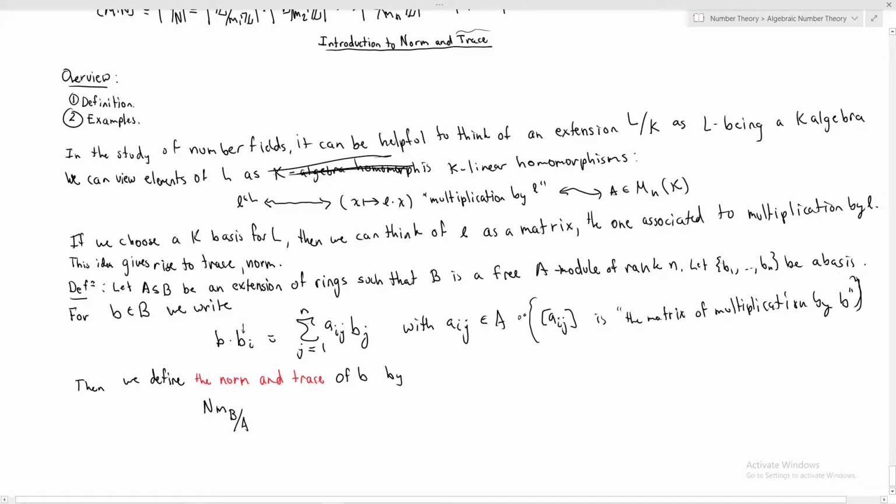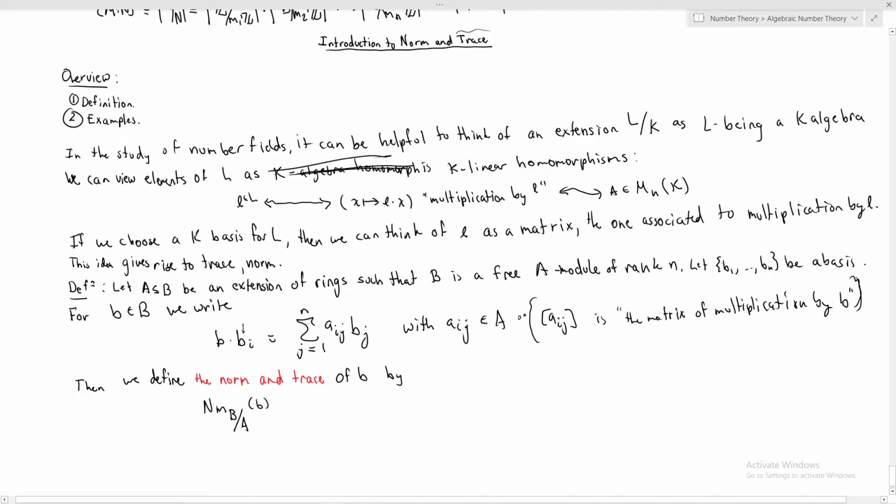and so you have to be a little careful here. If there are lots of rings floating around, so if A is sitting inside B and B is sitting inside C, you can talk about the norm from C to B or the norm from C to A, and they're not quite the same. There's a relationship between them, but they're not the same. So if there's many rings floating around, you need to be careful and specify this.